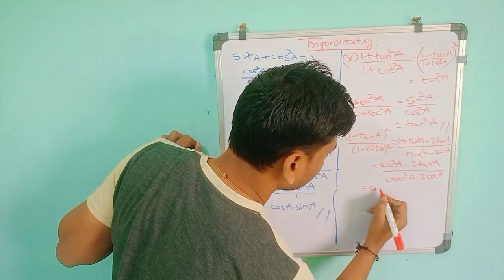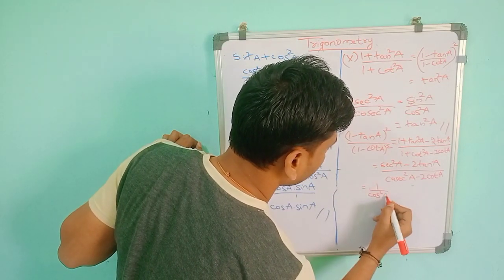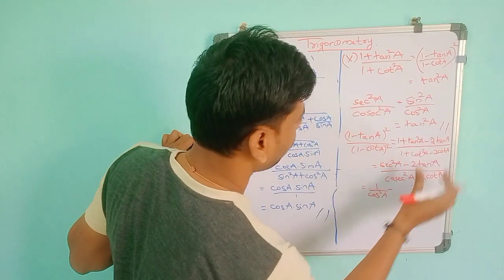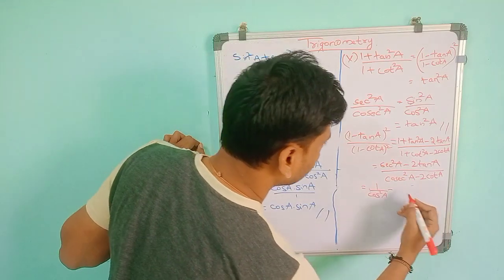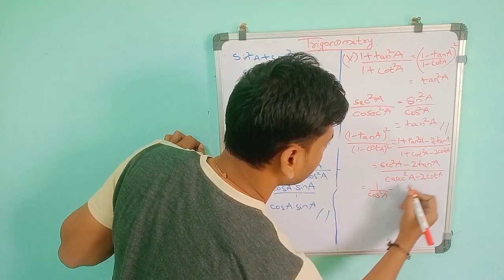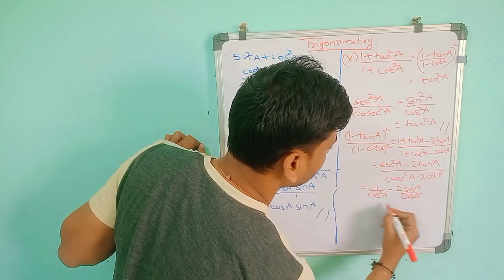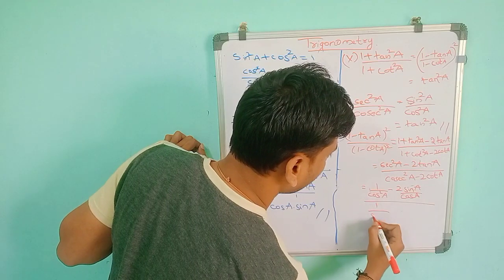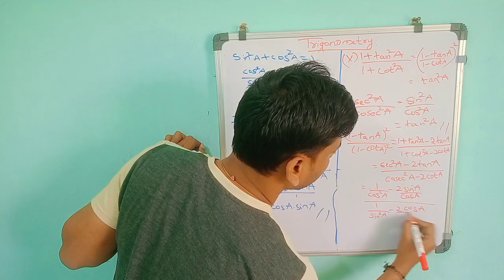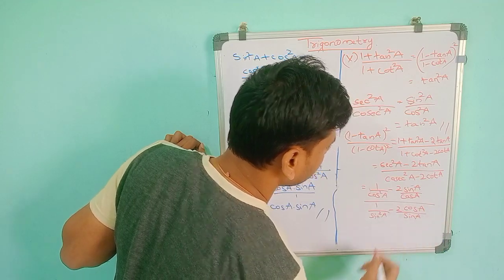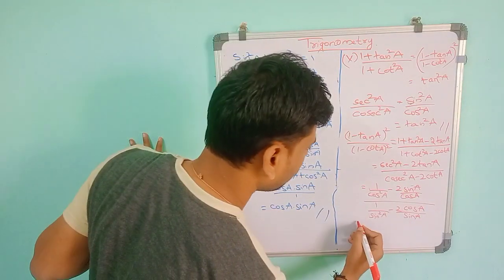So sec square A we can write as 1 by cos square A. Write in terms of sin and cos, because from sin and cos we will get the tan, but we have to cancel this cot only. So as you simplify, 1 by cos square A minus 2 into sin A divided by cos A, divided by 1 by sin square A minus 2 cos A by sin A.